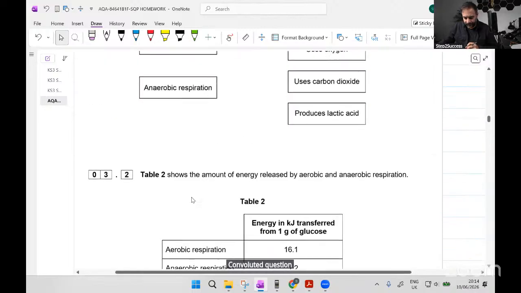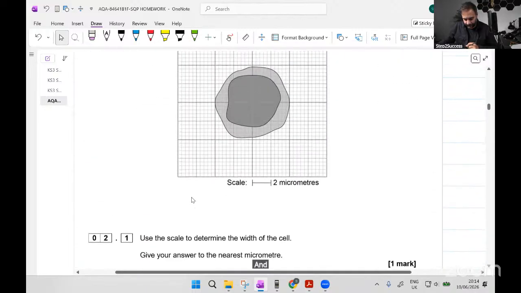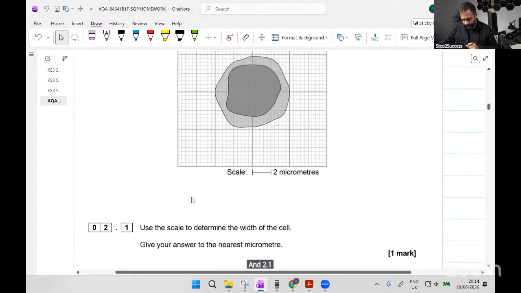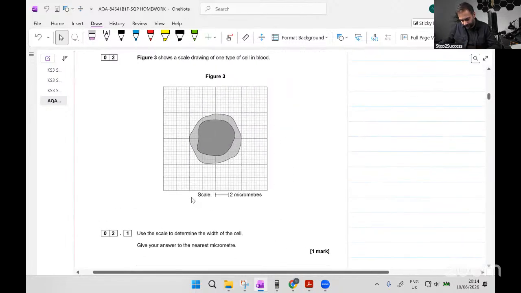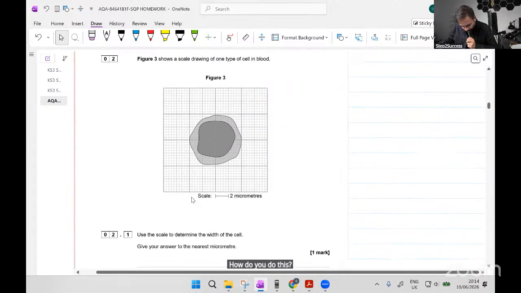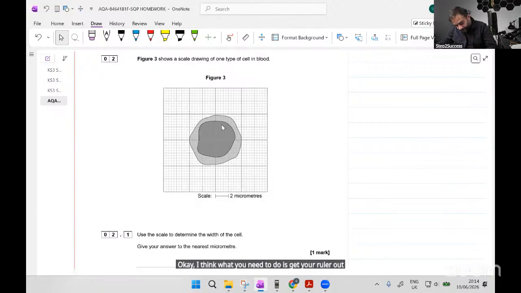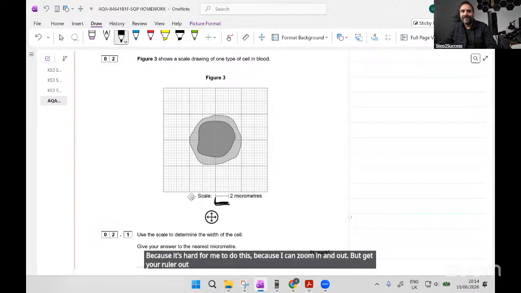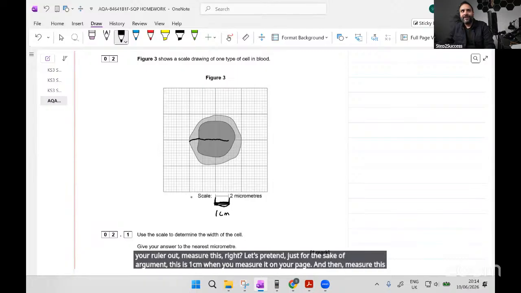And 2.1. How do you do this? Okay, I think what you need to do is get your ruler out because it's hard for me to do this because I can zoom in and out. But get your ruler out, measure this, right? Let's pretend, just for the sake of argument, this is 1 centimeter when you measure it on your page. And then measure this bit here.